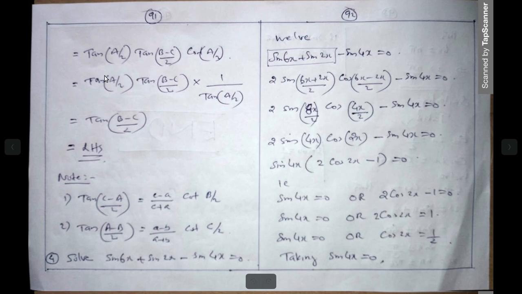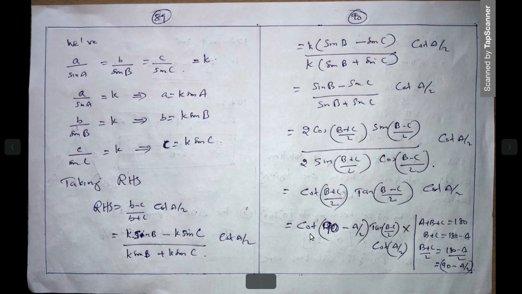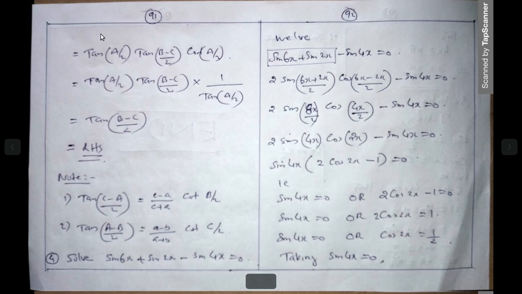Okay. Then what is cot(90 - θ)? We have the reduction formula: cot(90 - θ) is equal to tan θ. Here it is A/2, therefore tan(A/2). All other steps are the same. It is tan(A/2) tan((B - C)/2). What is cot? Reciprocal of tan.